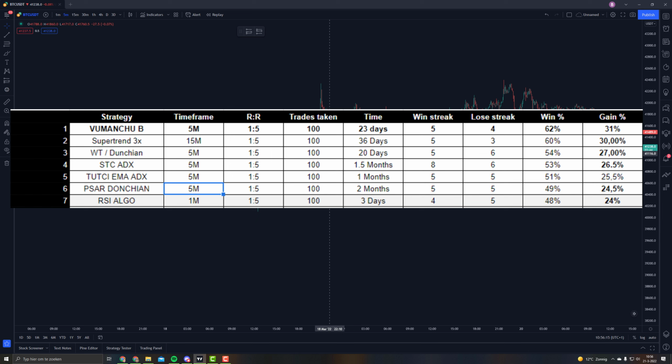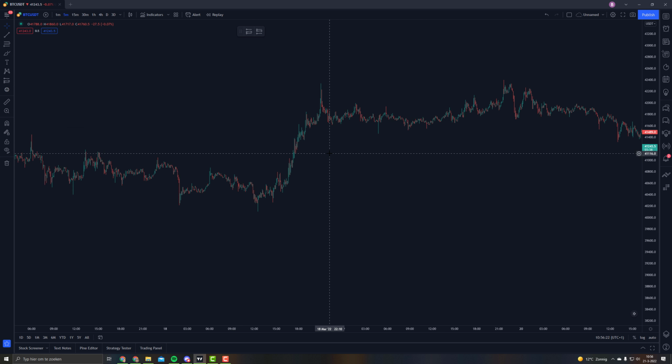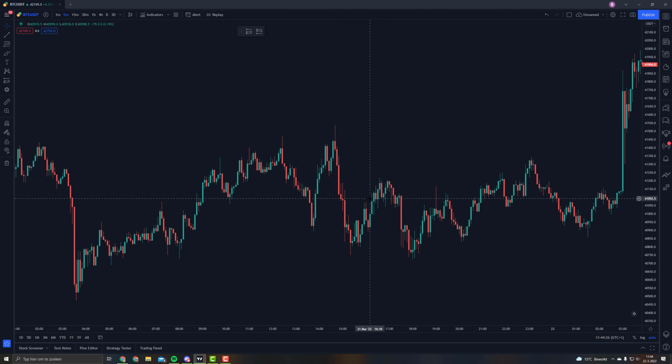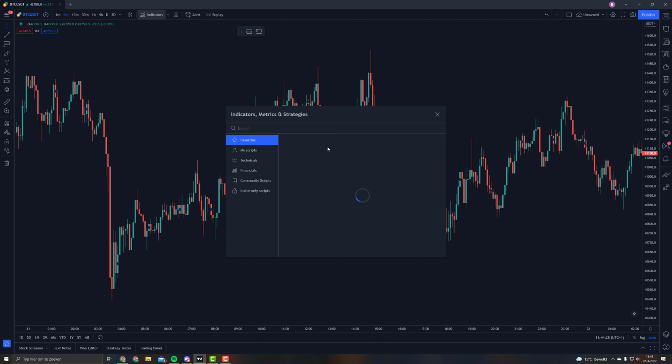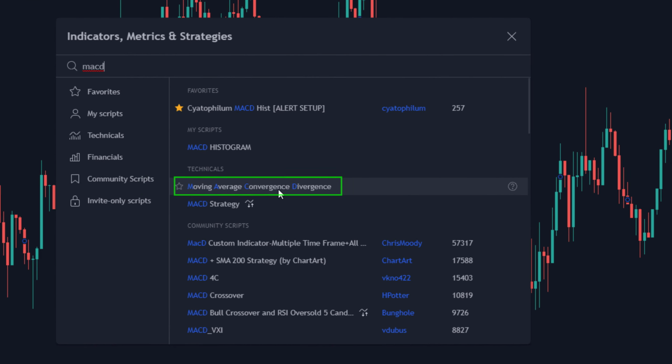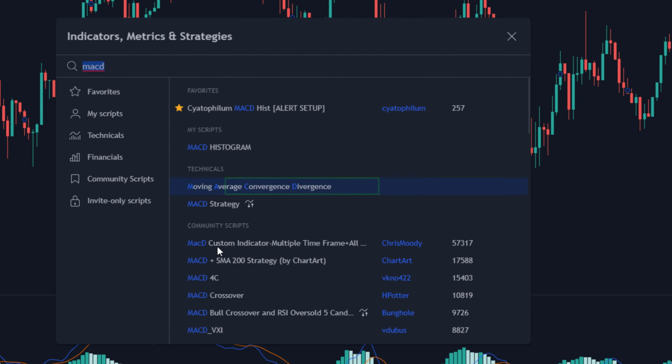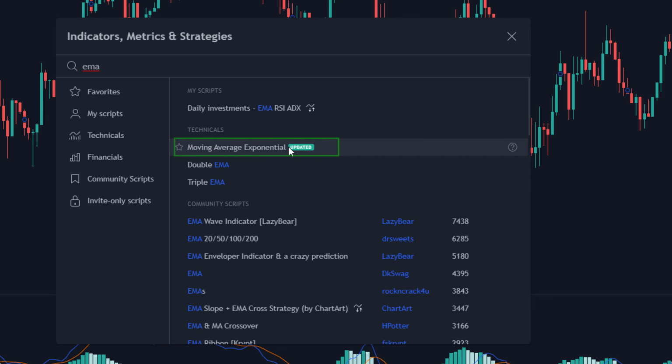And from now on, still the Fumanchu is number one, but the MACD is a really good one as well. So I'm pretty sure it's gonna be a close call. So let me explain the strategy to you first. For this strategy, we need to add two indicators. Like I said, it's going to be the MACD, the moving average convergence divergence. Let's add that one. And we are gonna need the EMA, the moving average exponential.